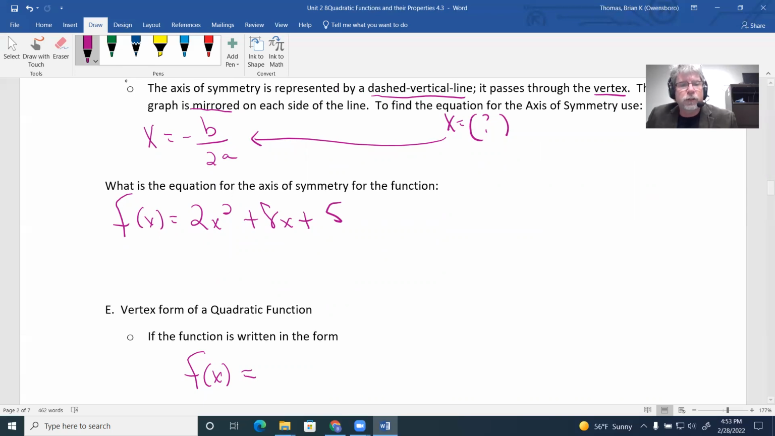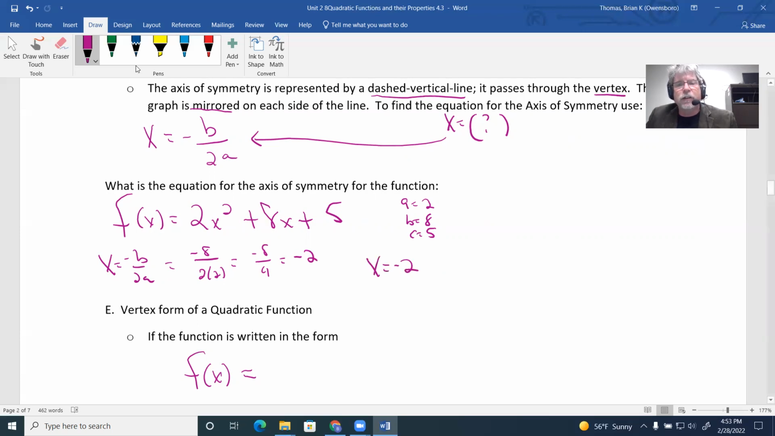So to find the axis of symmetry, again, we're going to be using this formula x equals negative b over 2a. And again, our a is equal to 2, our b is equal to 8, and our c is equal to 5. So when I use this formula, it's going to be the opposite of b, so it's going to be a negative 8 over 2 times 2, which is going to be negative 8 over 4, which equals then this negative 2. So the equation for the axis of symmetry is x equals negative 2.